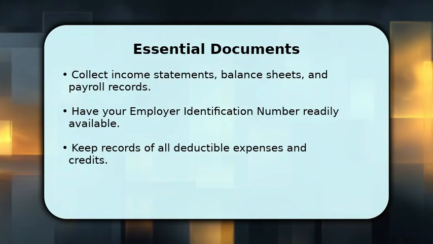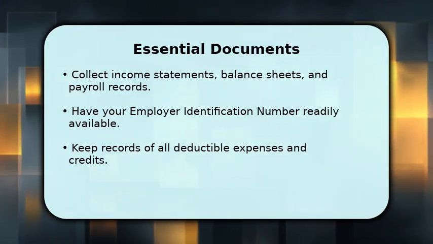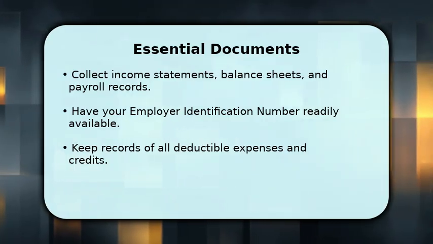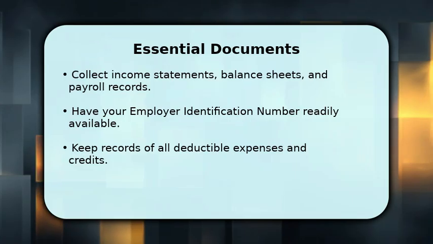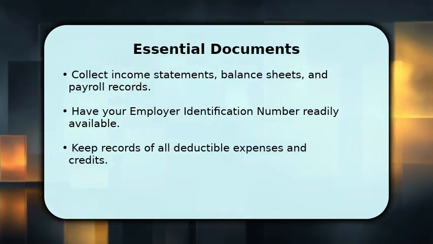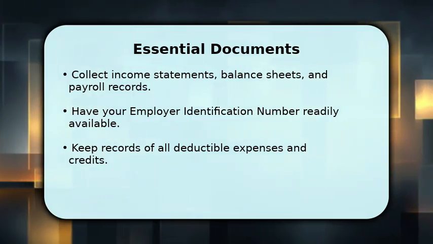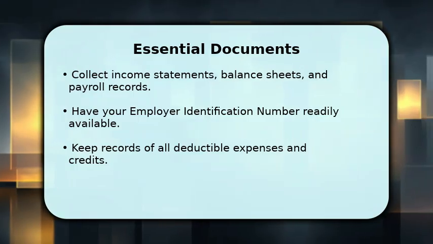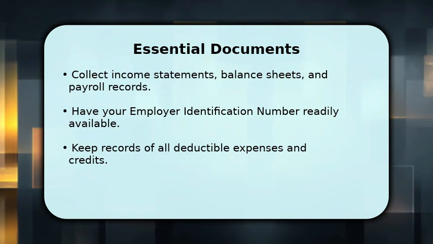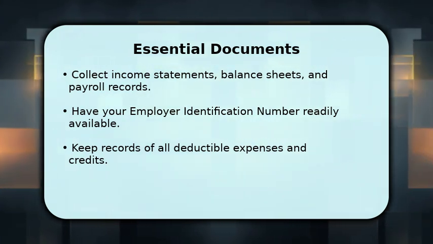To ensure a smooth filing process, you will need several key documents. These include your company's income statements, balance sheets, and comprehensive payroll records. Make sure your employer identification number, or EIN, is easily accessible. Additionally, meticulously track all deductible expenses and potential tax credits, as these can significantly reduce your overall tax liability. Organizing these items beforehand is crucial for accuracy.